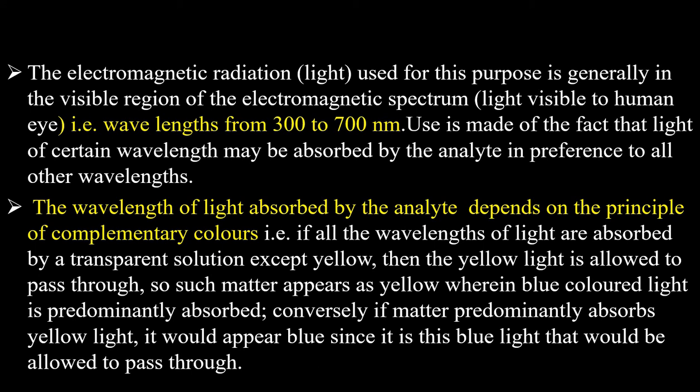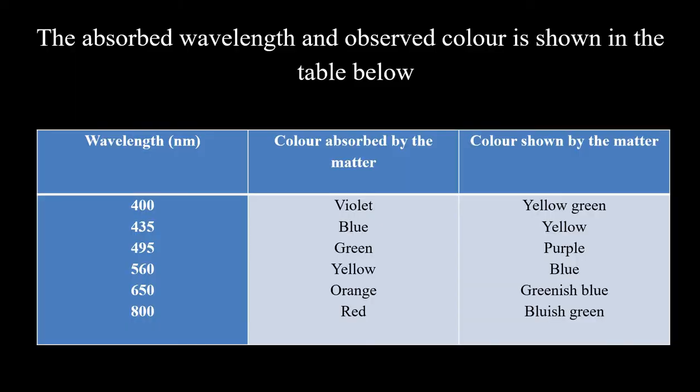Conversely, if the matter predominantly absorbs yellow color, that means when the blue color is absorbed, the matter appears yellow, and when yellow color is absorbed, the matter appears blue. Conversely, if the matter predominantly absorbs yellow light, it would appear blue, since it is this blue light that would be allowed to pass through that particular matter.